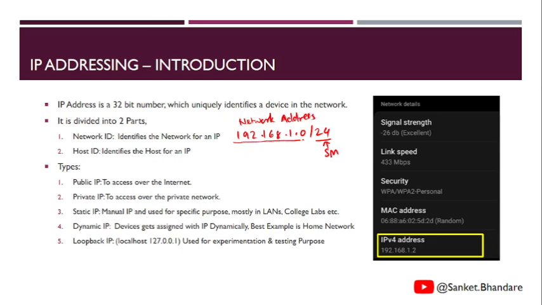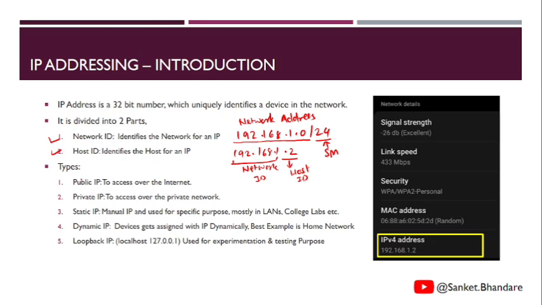So this is the network ID for my IP, and host ID identifies the host for an IP. So the host in this particular case is .2, which uniquely identifies that this is my IP. So 192.168.1.2, here this section is the network ID, and this 2 is my host ID. And these are the two main things about IP which you should remember.